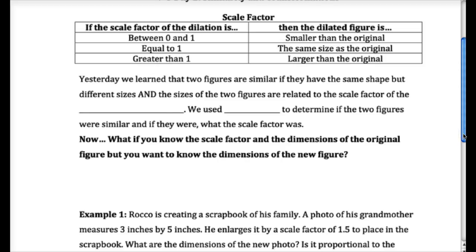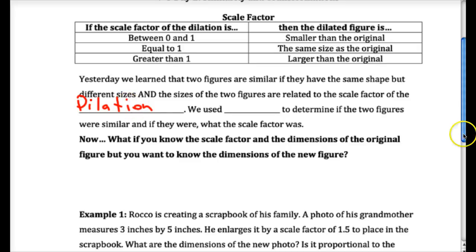All right. Yesterday we learned that two figures are similar if they have the same shape but different sizes, and the sizes of the two figures are related to the factor of the, what goes in that blank? Somebody? Ratio. Good try though. Dilation. So the figures are related to the scale factor of the dilation, which, when things are getting bigger or smaller, we're talking about dilations.